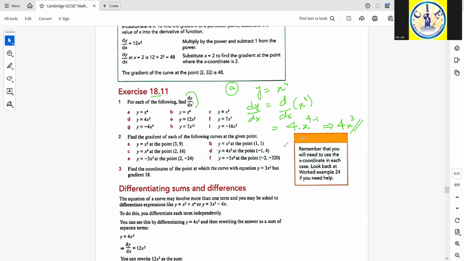Similarly, for part B, for example, which is x raised to power 6, the only thing that is going to change is its power. In this case, the power is 6. That would be brought to the start, and then 6 minus 1. So this will give us 6x raised to the power 5.